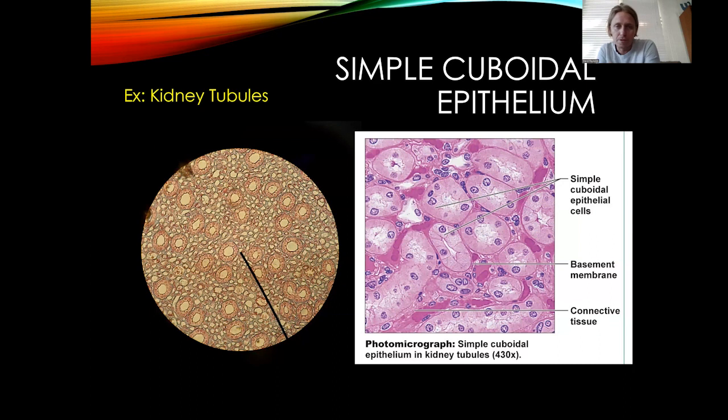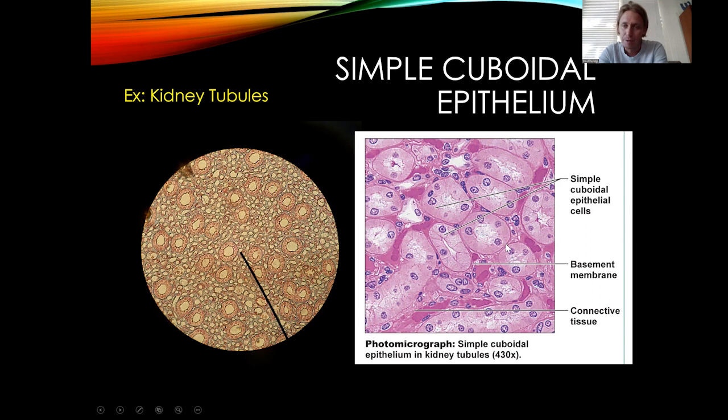All right, so here's your example for simple cuboidal. These are those kidney tubules. These are some of those millions of tubes that we have in our kidneys that do all the filtration. If you zoomed in to these right here, this is what you'd see. Here's my lumen of that tube, that open space inside. Here's my epithelium that is separating that lumen from everything else. This dark line right here is your basement membrane. Outside of that is the connective tissue that supports it. So remember, all epithelial tissue is supported by connective tissue, then basement membrane, then epithelium.